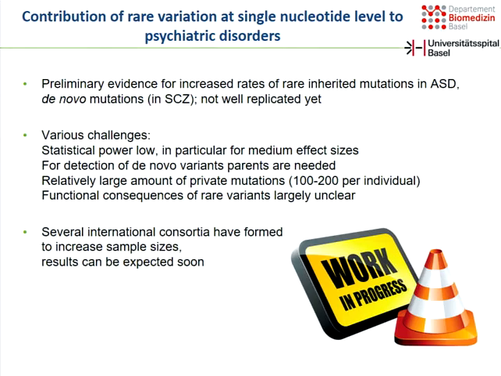Then you have a relatively large amount of private mutations. Each of us carries 100 to 200 private mutations that only we have at the single base level. If you have a phenotype, you can always say one of these 100 or 200 is responsible, but you don't know. You cannot really follow it up. And then the functional consequences of rare variants are largely unclear. That is also the case for common variants to a large extent, but it's even more difficult to find the functional consequences and investigate them for rare variants.